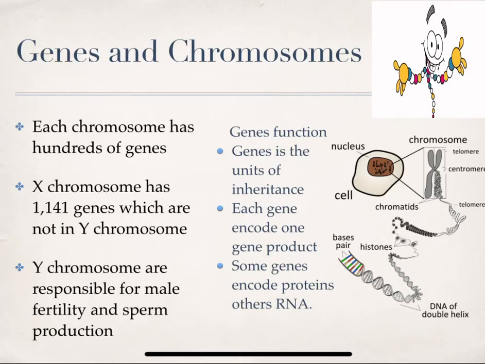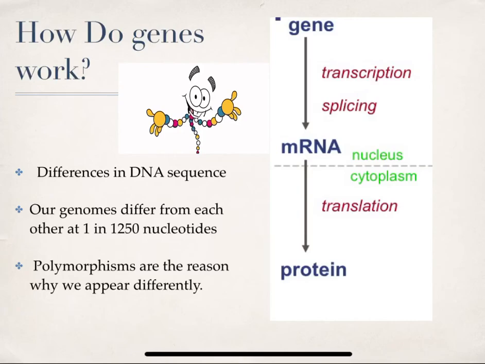Gene function. A gene is the unit of inheritance. Each gene encodes one gene product. Some genes encode proteins and other genes encode RNA. As we see in the figure, that's the way it works. Cell and nucleus, chromosomes, a gene. How do genes work? Gene transcription to mRNA, translation to a protein.